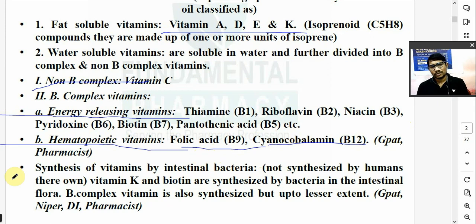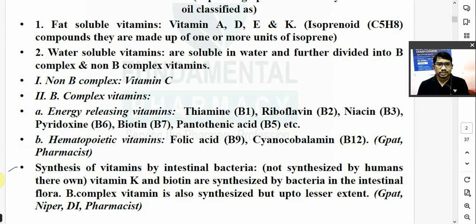Some vitamins are not synthesized in the body and have to be supplied from the diet. Some vitamins are also synthesized in the body. In GPAT recently, I think in 21 or 22, a question came: which vitamin is synthesized in the body? In the GIT. So, synthesis of vitamins in the GIT by intestinal bacteria.